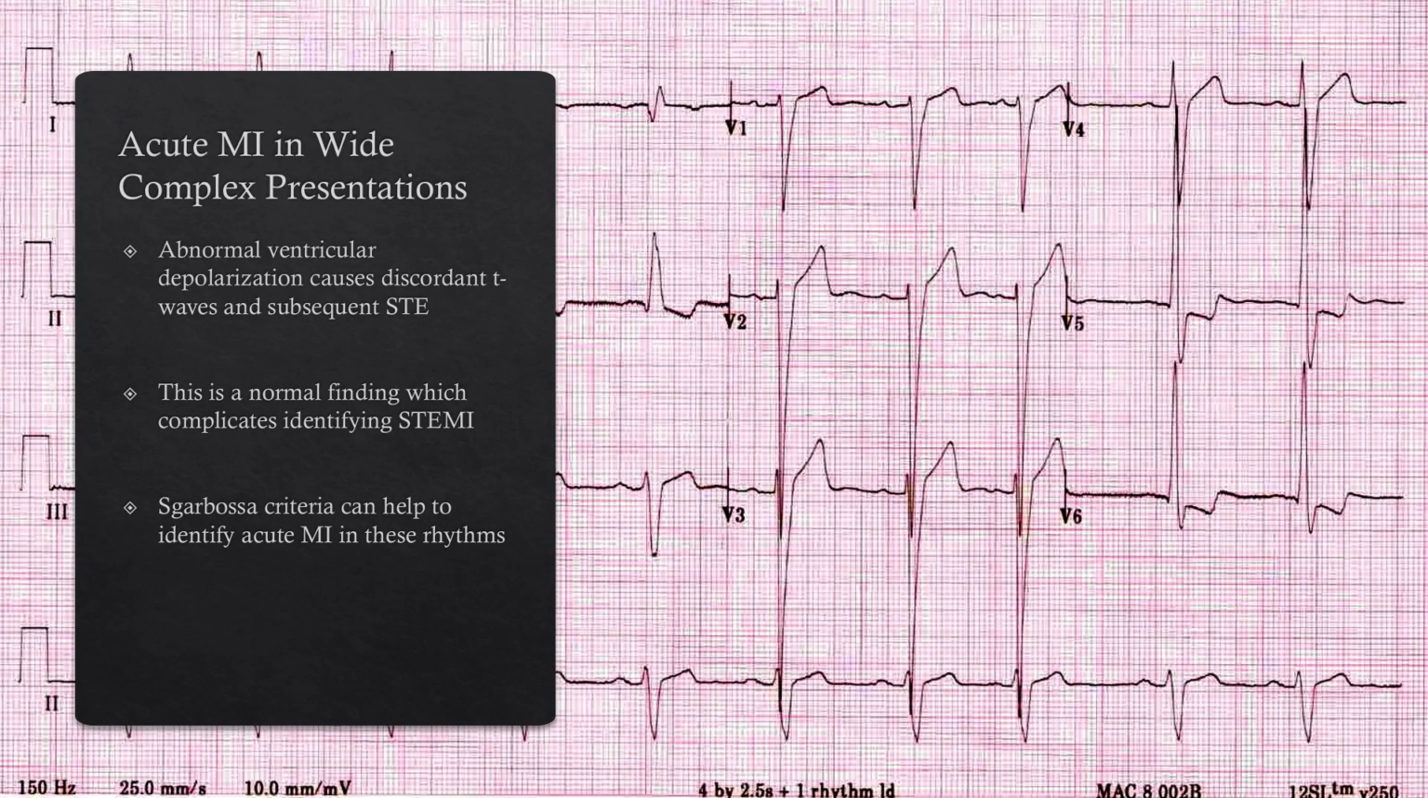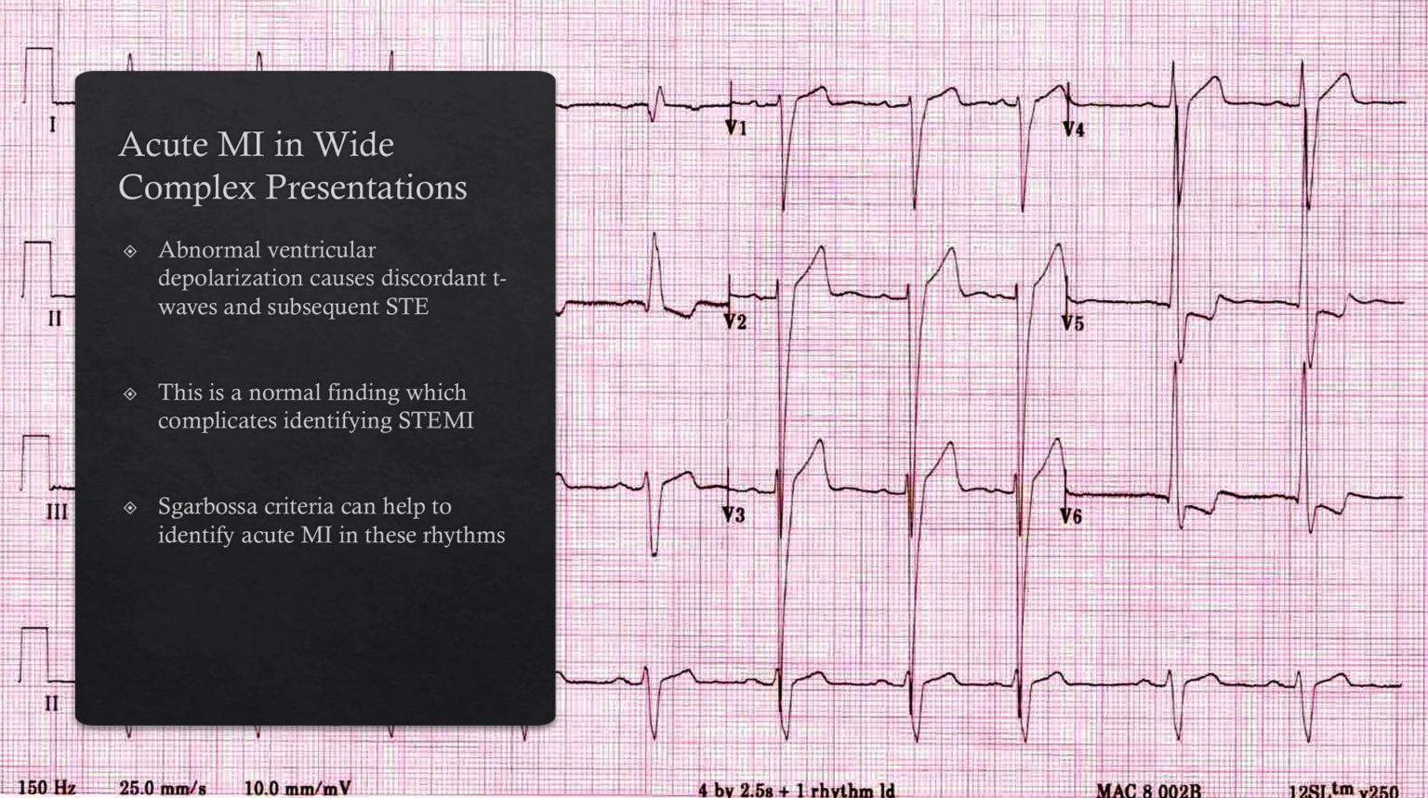All right, so we're going to switch gears a little bit. We're going to talk about the acute MI or the OMI, STEMI, whatever word you want, in wide complex presentations. So what about when we have a left bundle, or we have a ventricular pacer, or we have PVCs, or anything that doesn't fit that normal criteria?